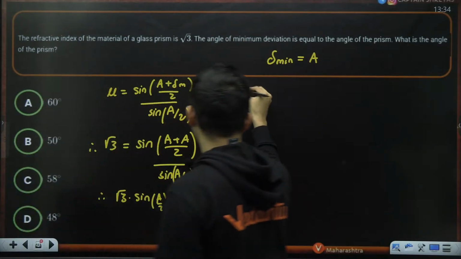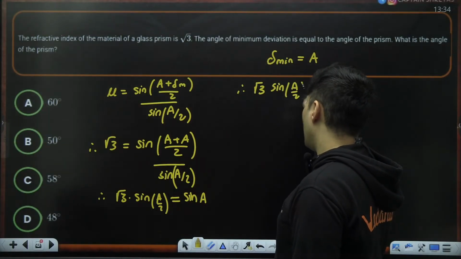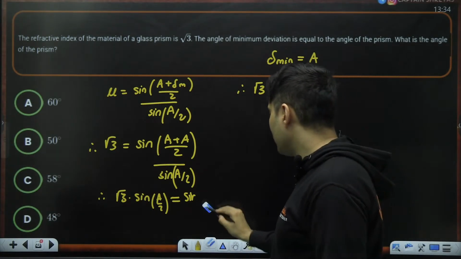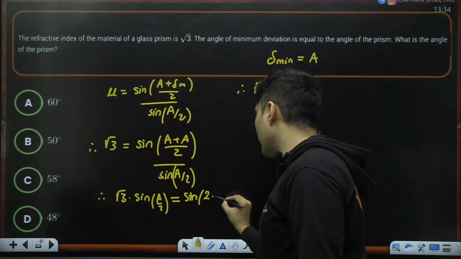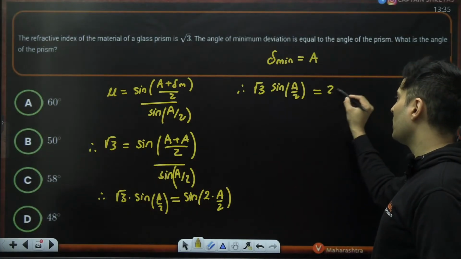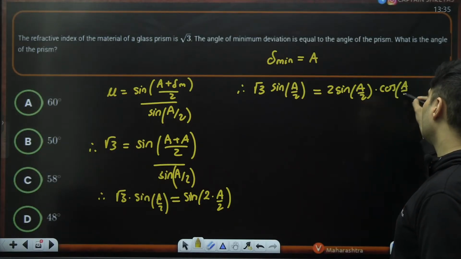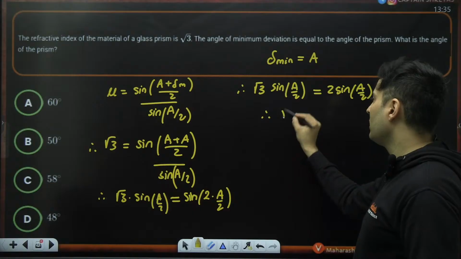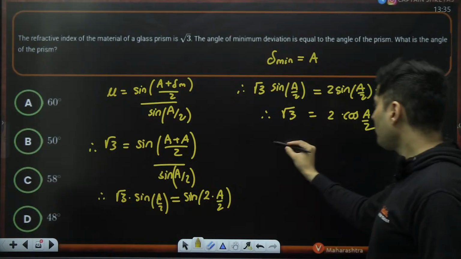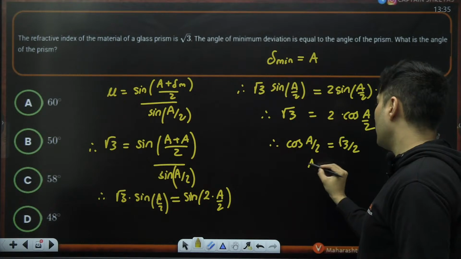How do I solve this? Use a little bit of your mathematical knowledge. I can write this as sine of 2 times A by 2. This is as good as saying sine of (A by 2 plus A by 2). So use the double angle formula, 2 sine theta cos theta. So 2 sine A by 2 into cos A by 2. Sine A by 2 will cancel. So root 3 will be 2 times cos of A by 2. Therefore, cos of A by 2 is root 3 by 2.